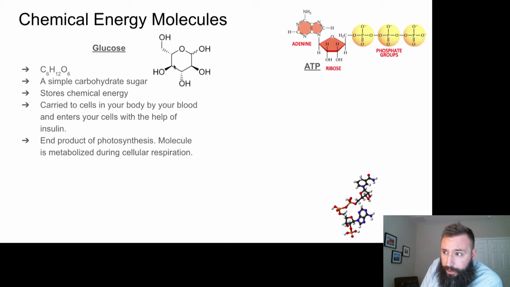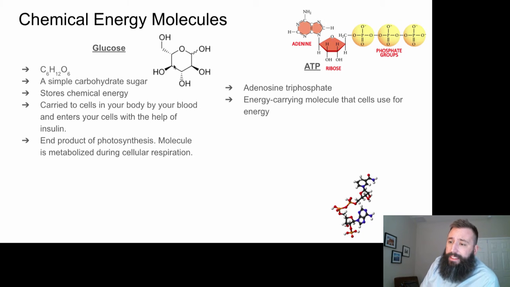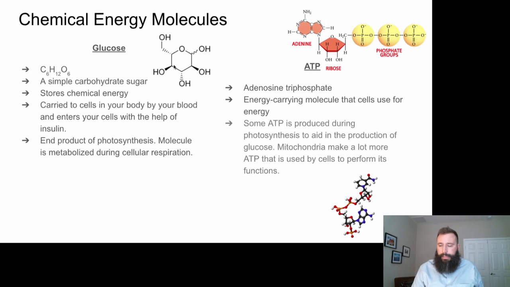Another form of chemical energy molecule that we'll have to deal with here is ATP. It stands for adenosine triphosphate. It's the energy-carrying molecule that cells use for energy. Some ATP is produced during photosynthesis to aid in the production of glucose. Your mitochondria, though, make a lot more of the ATP as they break down the glucose, but a little bit of it is made here in photosynthesis, and so we're talking about it as a result.